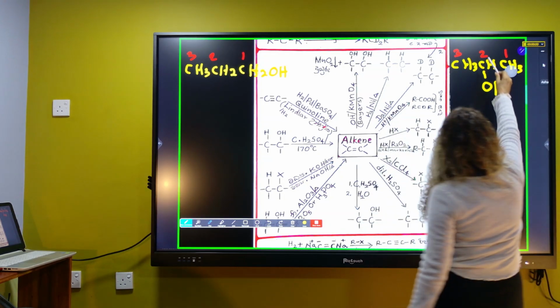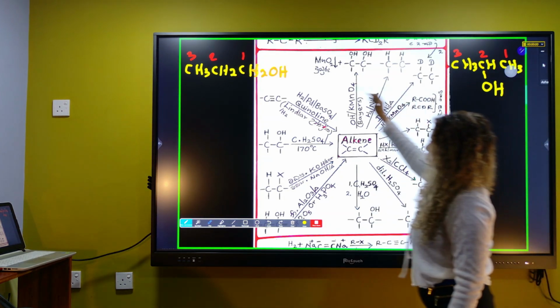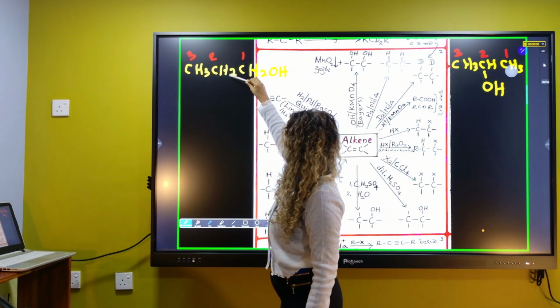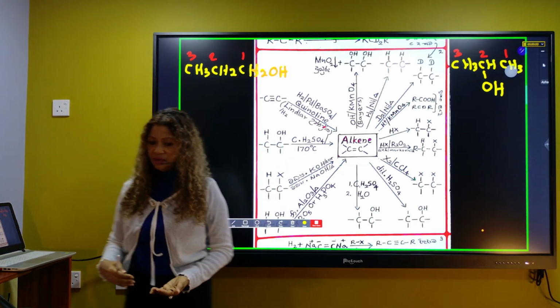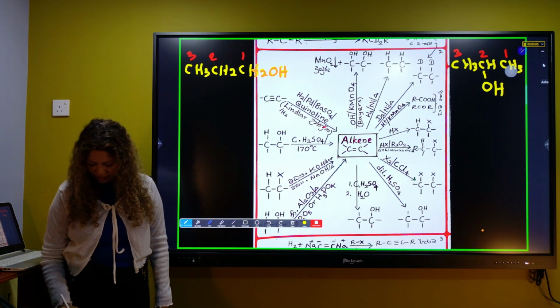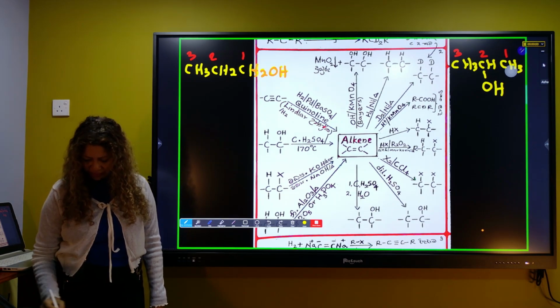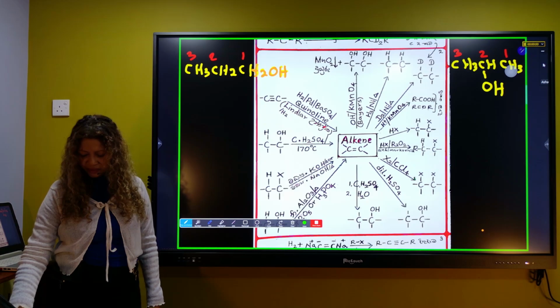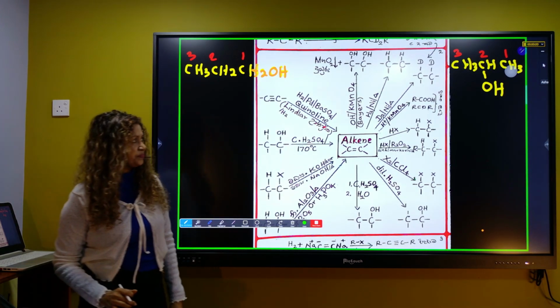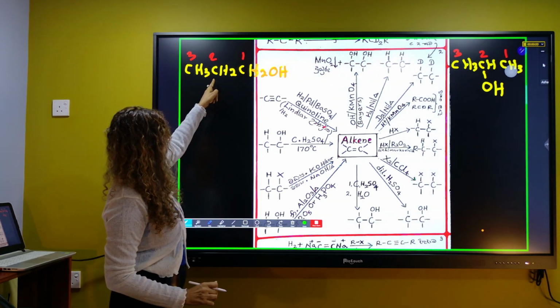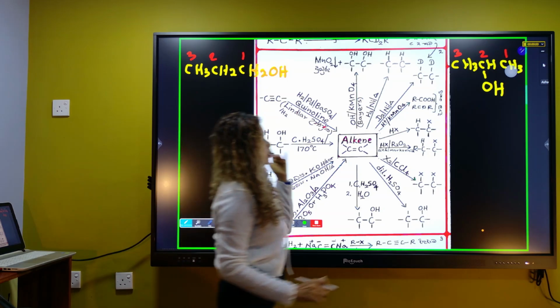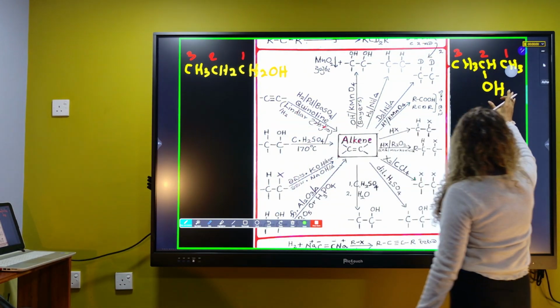So the second carbon has the OH here. But in the second carbon you don't have OH here. So first thing is I'm going to remove this OH. To remove the OH, I'm supposed to add what? Sorry, to get the OH. So you don't have this OH in this first carbon, you have OH in the second carbon. So I need to join an OH here.